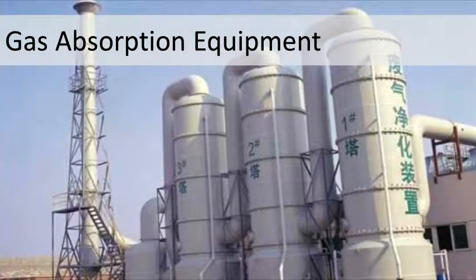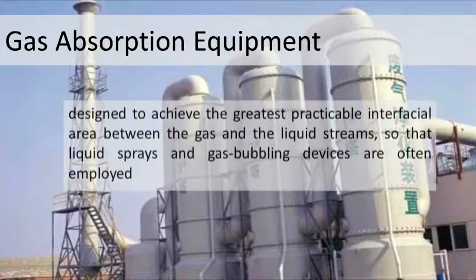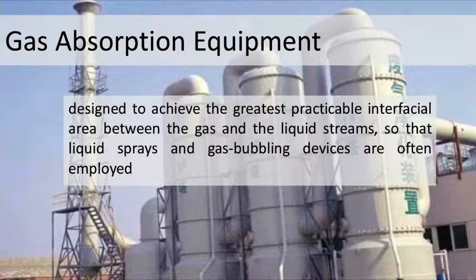Gas absorption equipment is designed to achieve the greatest practicable interfacial area between the gas and the liquid streams, so that liquid sprays and gas bubbling devices are often employed. In many cases, a vertical vessel is so arranged that the liquid descends over a series of perforated trays, or flows down over ceramic packing that fills a tower.